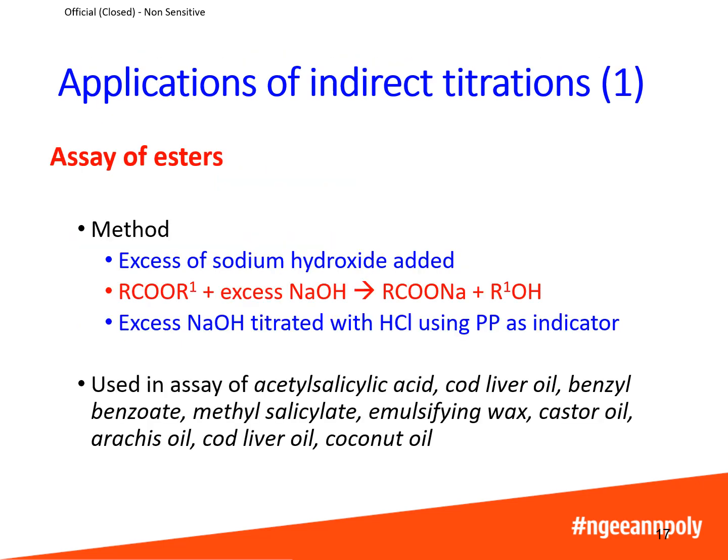One application of indirect titration is in the assay of esters. Esters can hydrolyze to carboxylic acid and alcohol when they are reacted with sodium hydroxide. However, this is a very slow reaction, so it's not feasible to do a direct titration of esters with sodium hydroxide. So in the method of indirect titration, an excess of sodium hydroxide is added to the ester. Then it is allowed to stand for about 1 hour so that the reaction can take place.